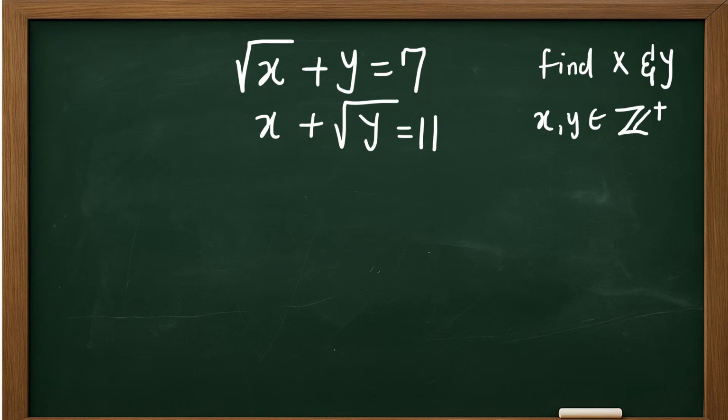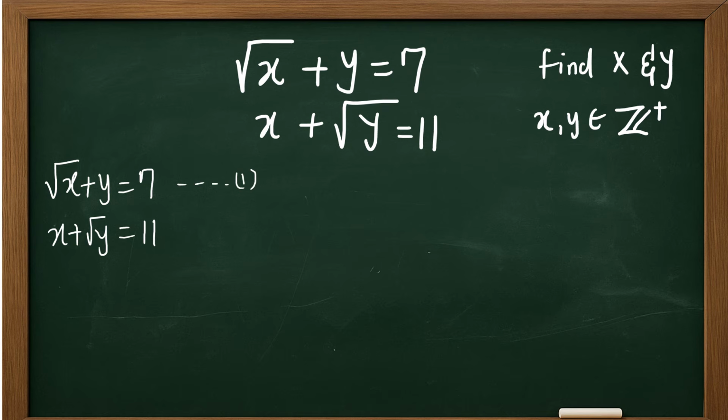In this video, I would like to find the value of x and y. Here we have this given equation as the square root of x plus y equals 7. And here we also have x plus the square root of y equals 11. So this is going to be my equation 1, and this is going to be my equation 2.